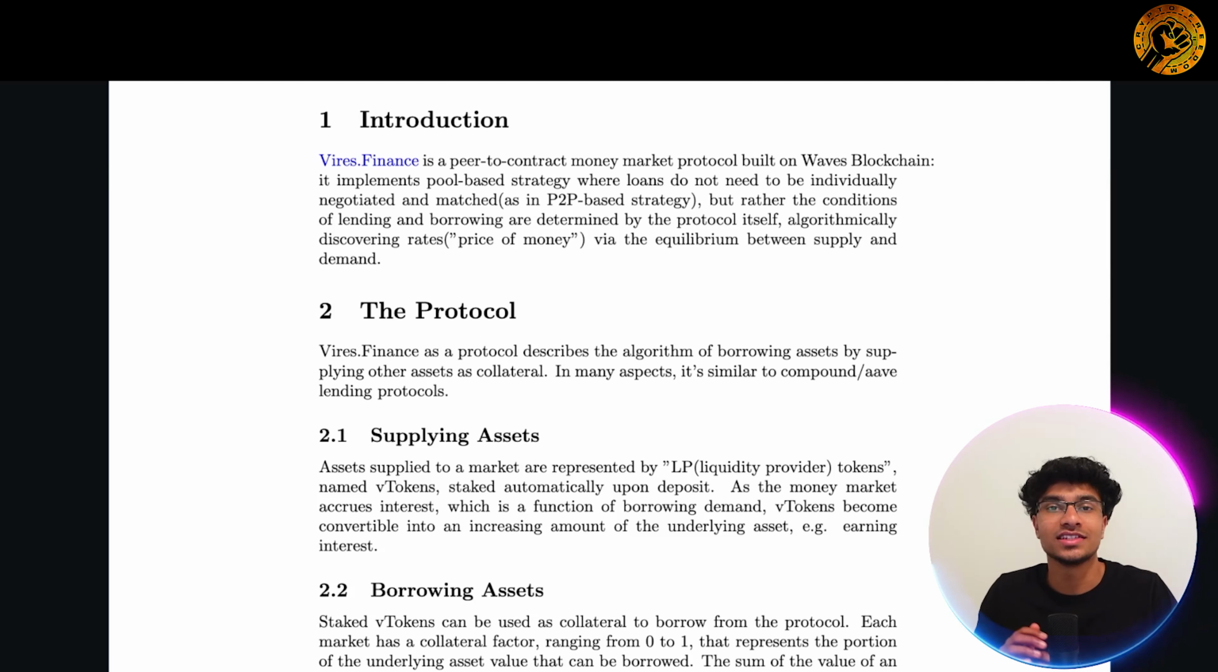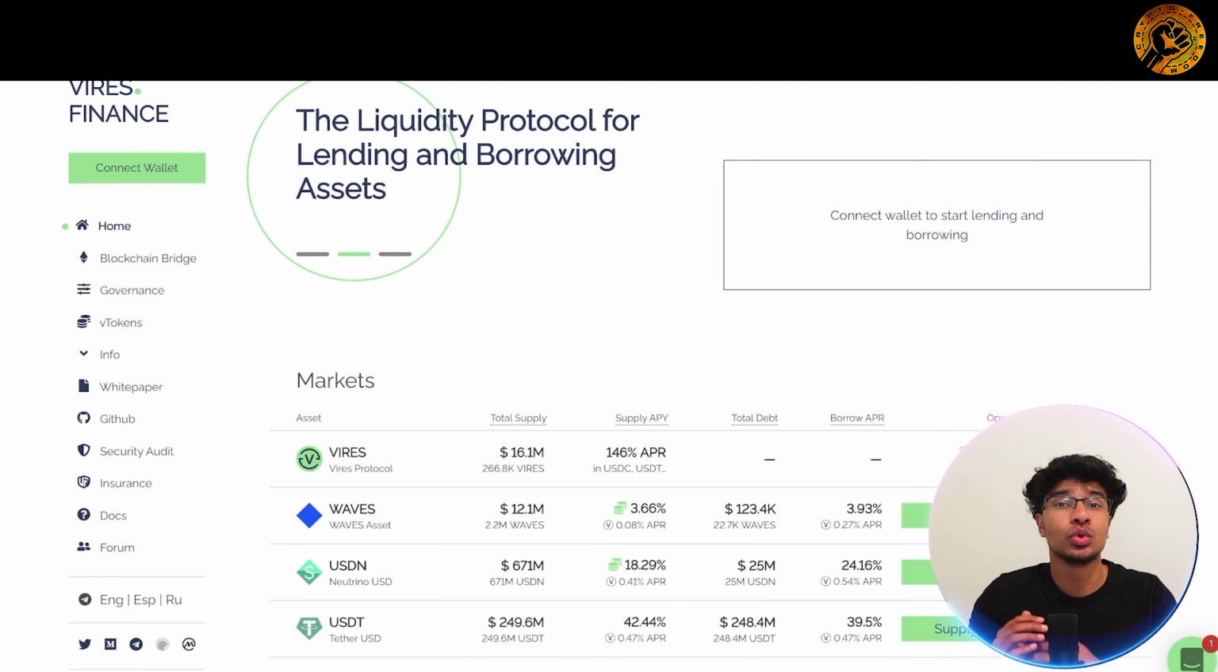So let's start with the basics and get a little definition of what Vires Finance exactly is. Over here on their white paper, it says Vires Finance is a peer-to-contract money market protocol built on Waves blockchain. It implements a pool-based strategy where loans do not need to be individually negotiated and matched as in a P2P-based strategy, but rather the conditions of lending and borrowing are determined by the protocol itself, algorithmically discovering rates, the price of money via the equilibrium between supply and demand. So they're essentially a liquidity protocol for lending and borrowing assets.